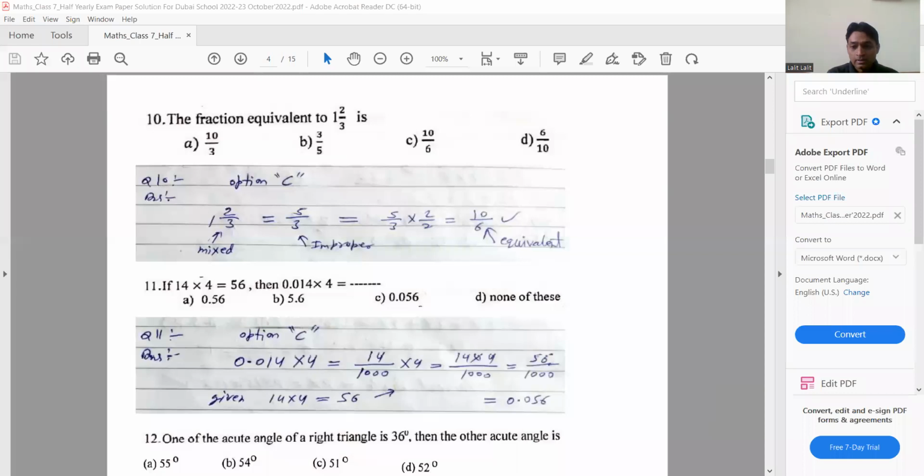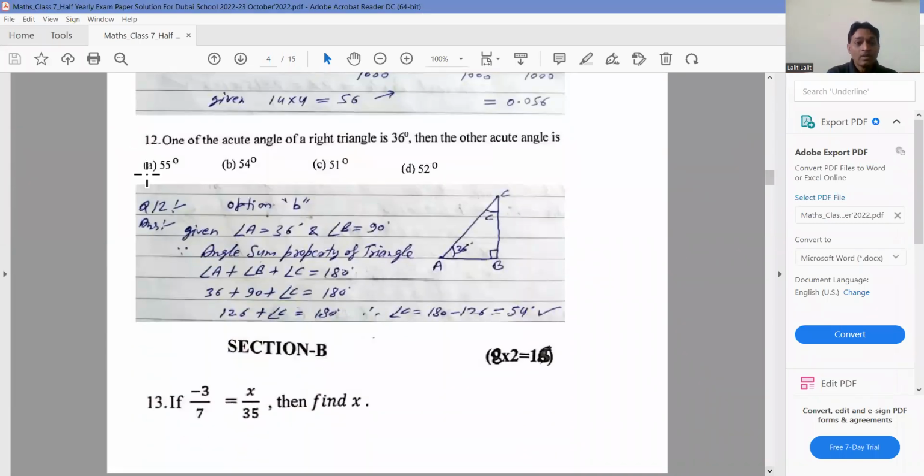So I hope this is clear. Now the last question for section A. One of the acute angles of a right angle triangle is 36, then the other acute angle.